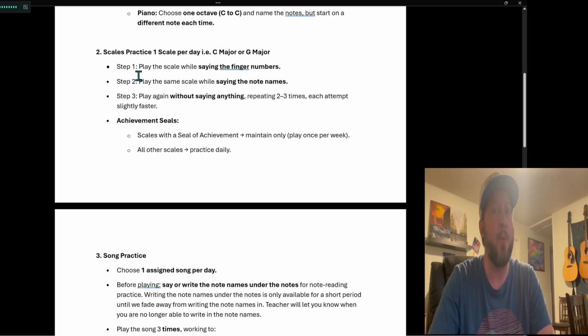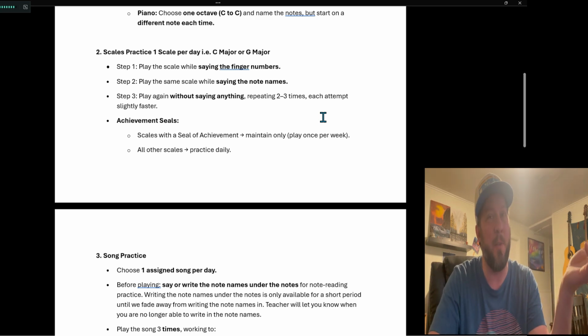You're going to have 3 steps on this one. You're going to first go on ahead and play the scale while saying your finger numbers. Then the step number 2, you're going to play that same scale while saying your note names. And you're going to do step 3, you're going to play that scale again without saying anything else, right? If you need to say something in your head to help you, that's totally fine, right?